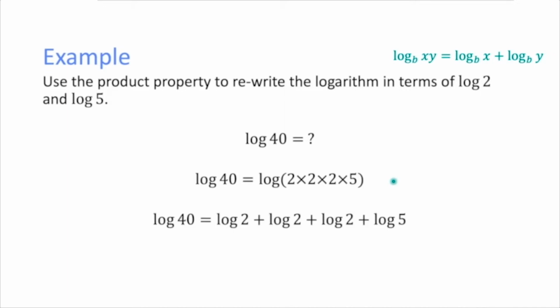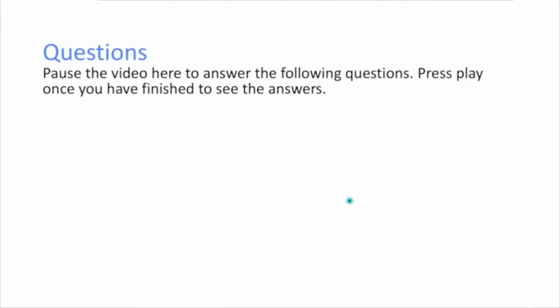So actually, log 40 is the same as log 2 plus log 2 plus log 2 plus log 5. Well, though we can go one step further and join the like terms together. So, the final answer for this question is going to be log 40 is actually equal to 3 log 2 plus log 5. You've seen an example, now it's your turn.